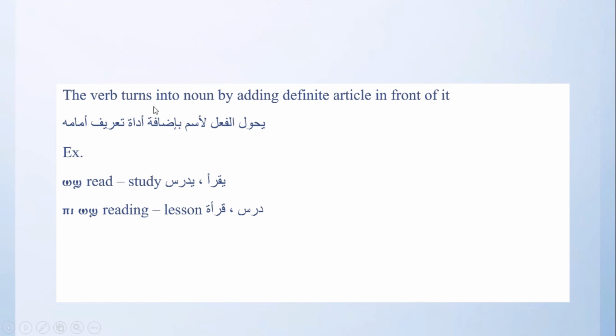The verb turns into a noun by adding a definite article in front of it. If we have any verb in the Coptic language and we want to turn it into a noun, we can add the definite article be in front of the word. For example, osh means to read or to scream. We want it to turn into a noun. We say be osh. It means reading or a listen.